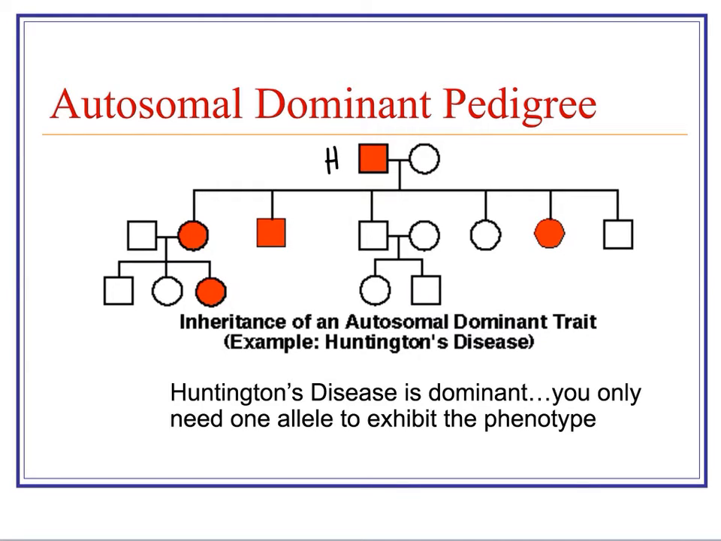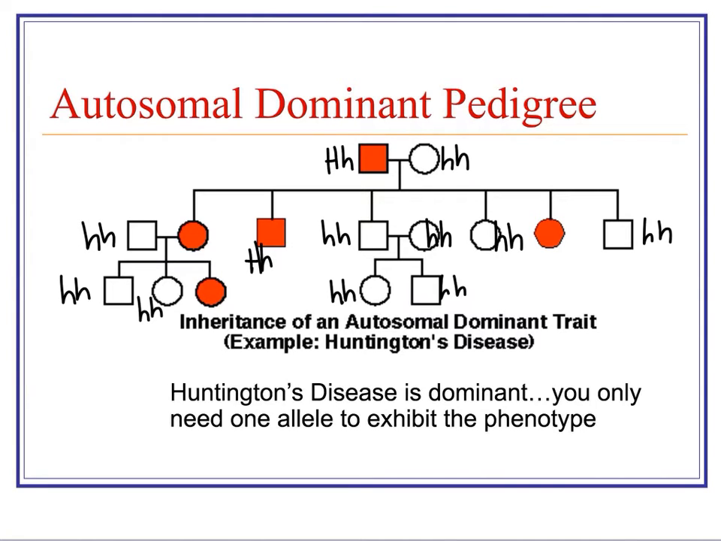So we could put in people's genotype. So anybody who is recessive, not shaded in with Huntington's in this case, we know that they don't have the allele at all. So they would be homozygous recessive. And then anybody who has Huntington's, who is shaded in, has 1 copy.